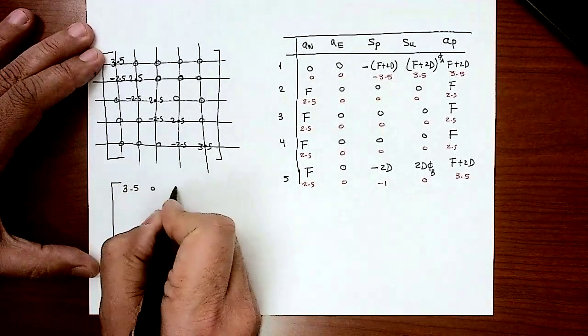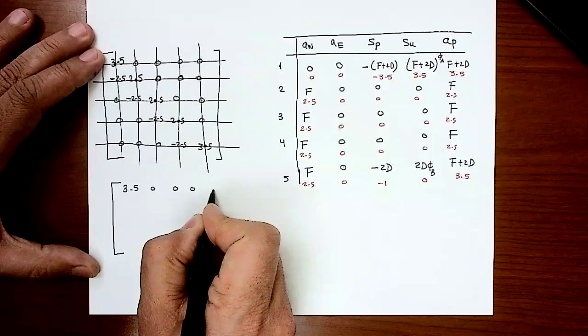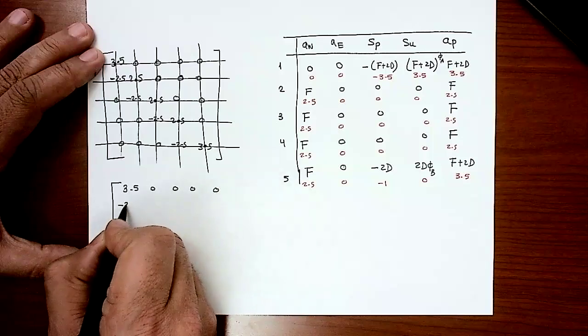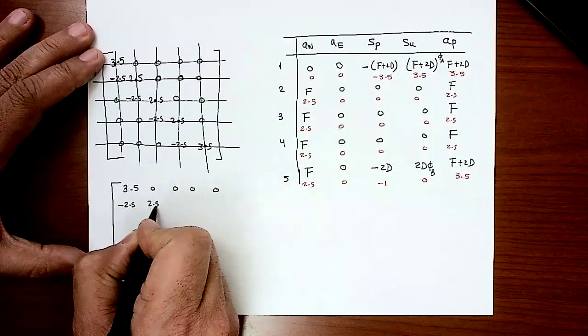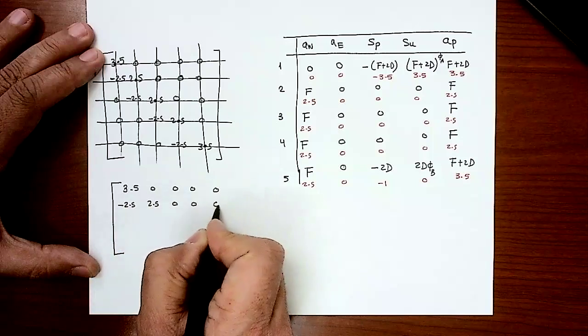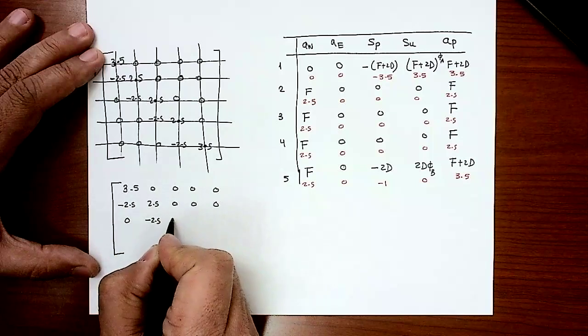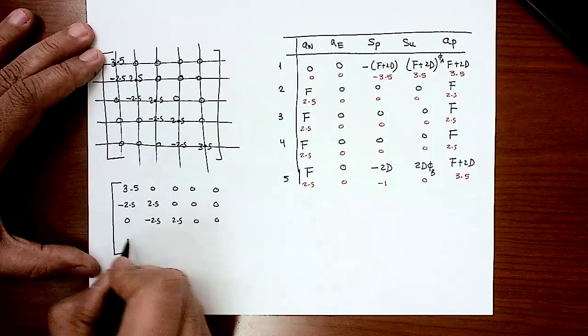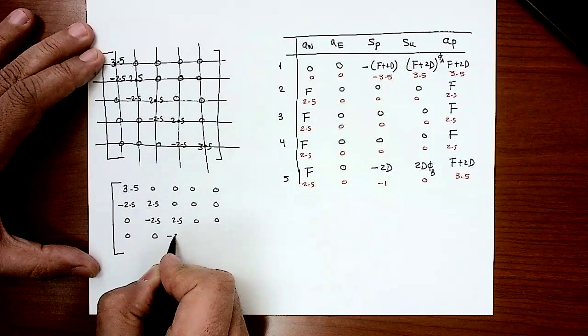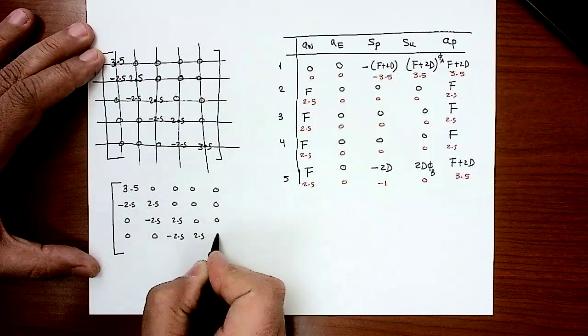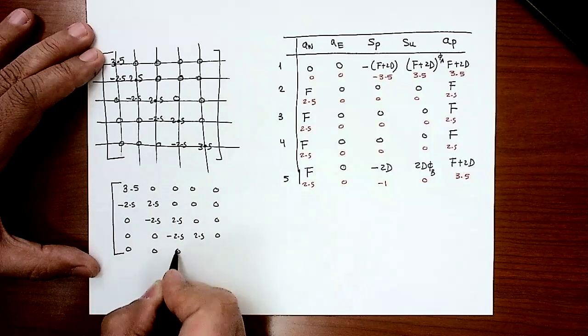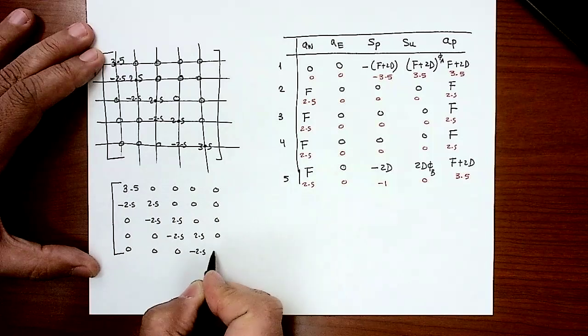3.5, 0, 0, 0, 0. Then I have minus 2.5, 2.5, 0, 0, 0. And I have 0, minus 2.5, 2.5, 0, 0, then 0, 0, minus 2.5, 2.5, 0, and 0, 0, 0, minus 2.5, and 3.5.